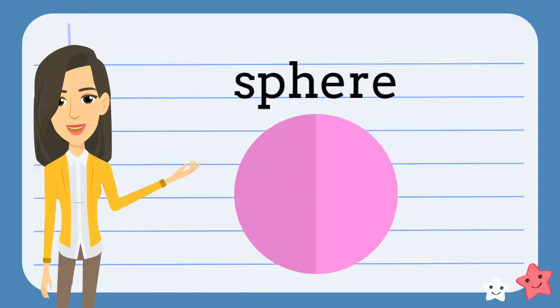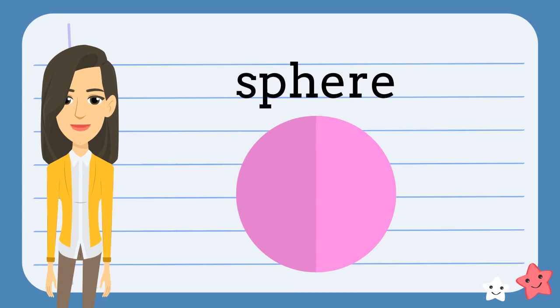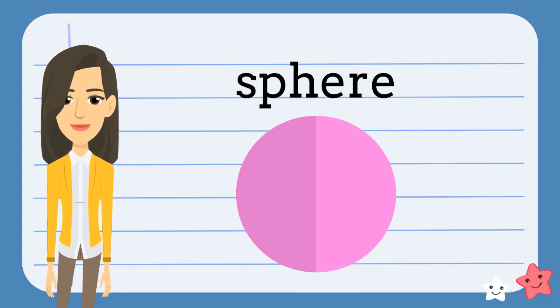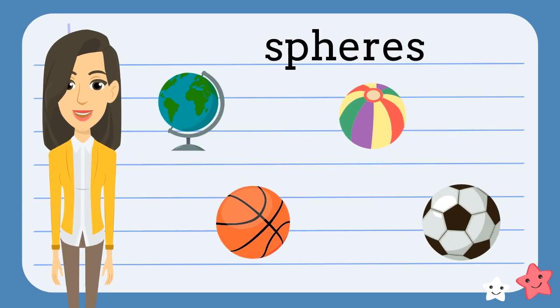A sphere has no faces, edges, or vertices. It is curved and round and can roll. There are many objects that are shaped like a sphere. A globe, a beach ball, a basketball, and a soccer ball are all shaped like a sphere.